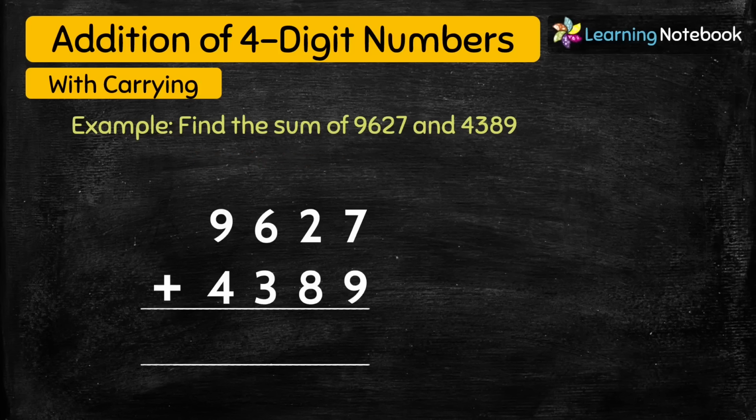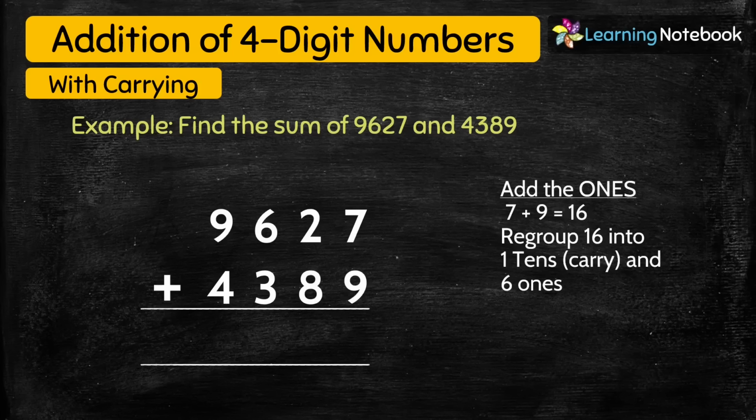Now we will start adding them from ones place. So 7 plus 9 equals 16. But we cannot write two digits in the answer. So we need to regroup 16 into 1 ten and 6 ones. Students, in simple terms, carry 1 to the tens place and write 6 in the answer.